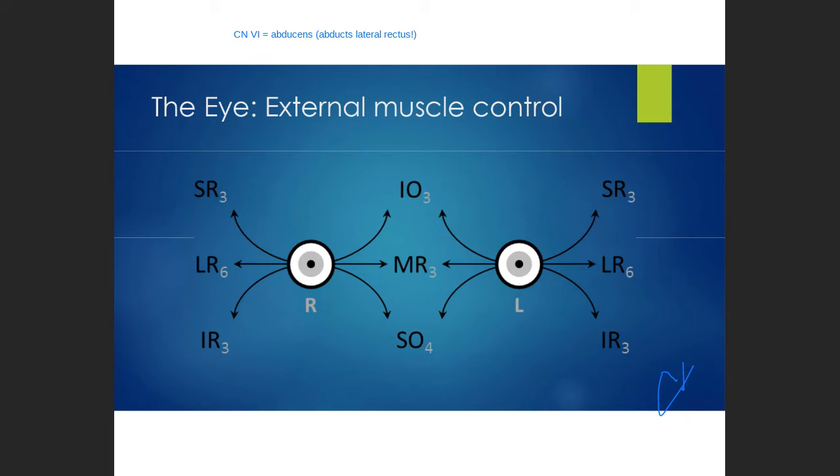Superior oblique uses the fourth cranial nerve, the trochlear nerve, because it passes through the trochlea. Lateral rectus abducts the eyeball, so it uses the abducens cranial nerve, which is 6. All of the remaining 4 external eye muscles utilize the third cranial nerve. You'll probably be asked a question or two on that on the practical, as well as the movements.